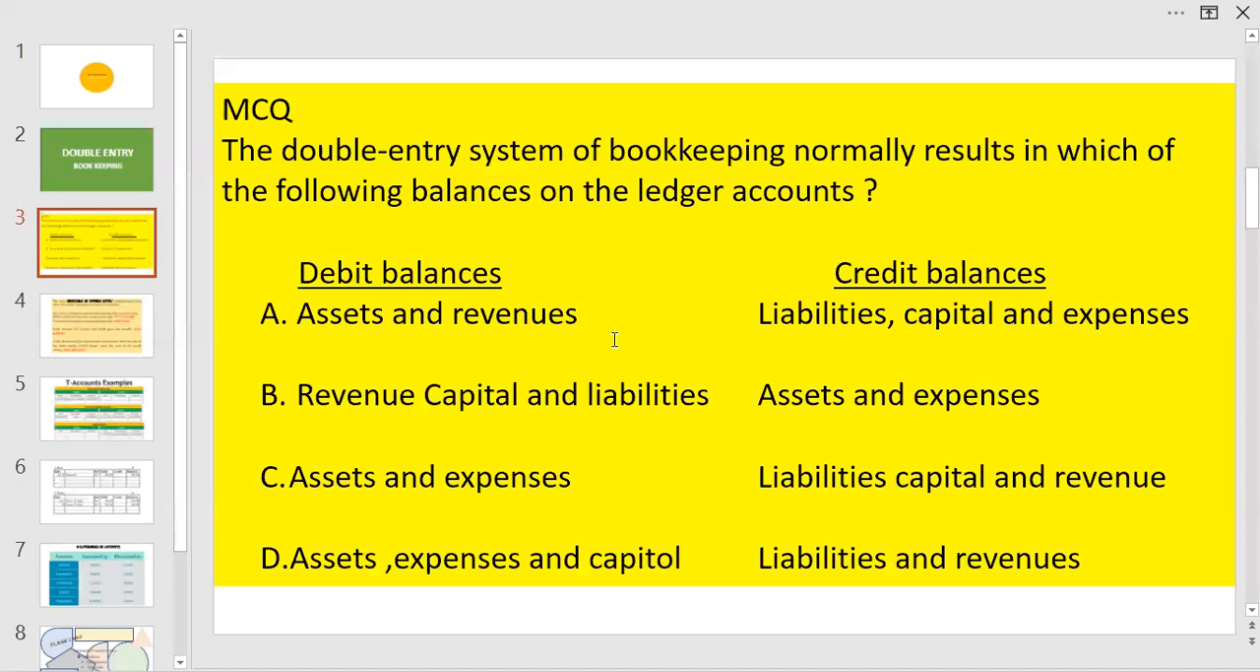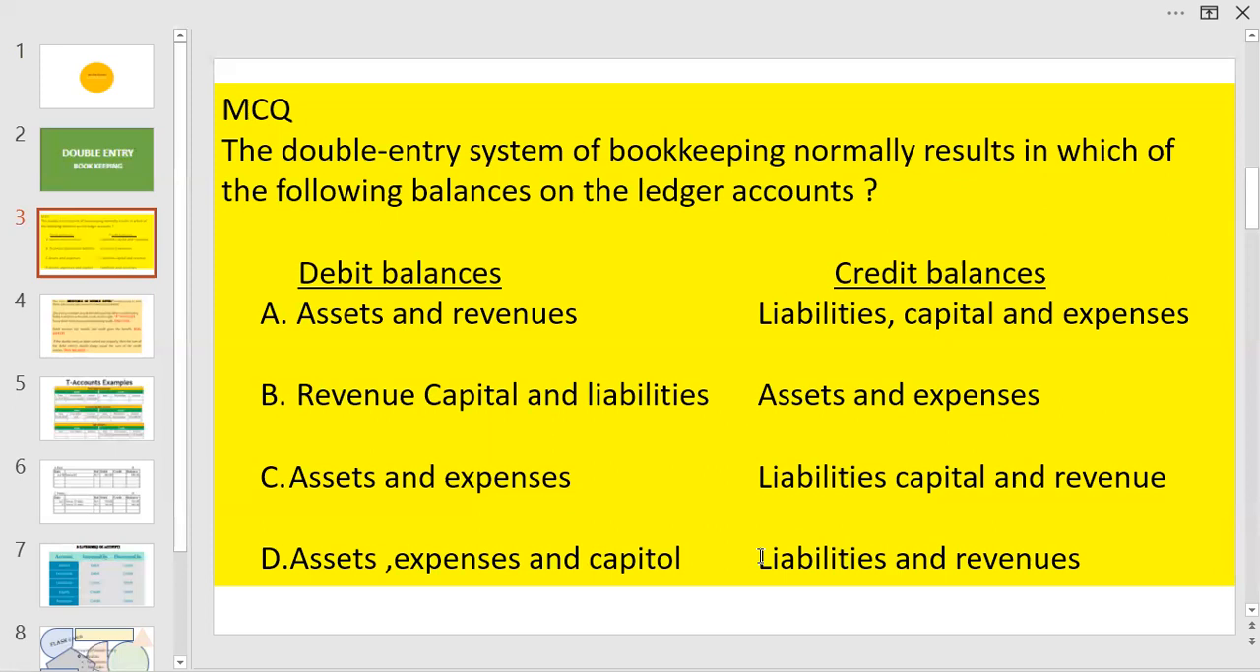A. Assets and revenue debit, liabilities, capital and expenses credit. B. Revenue, capital and liabilities debit, assets and expenses credit. C. Assets and expenses debit, liabilities, capital and revenue credit. D. Assets, expenses and capital debit, liabilities and revenue credit. Which of these statements is correct? We will have to choose one.